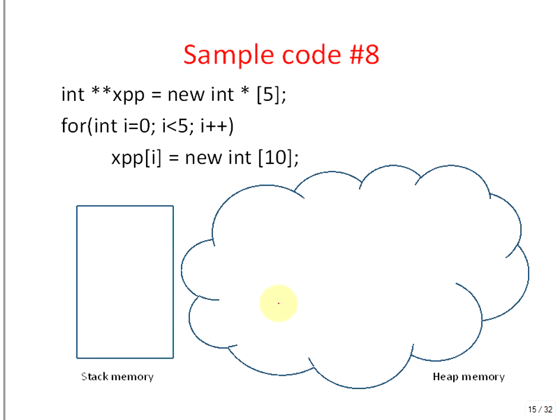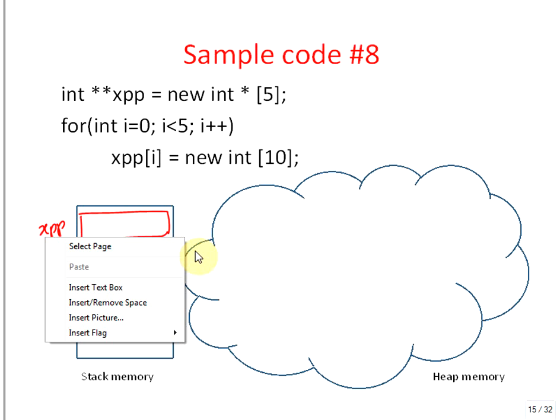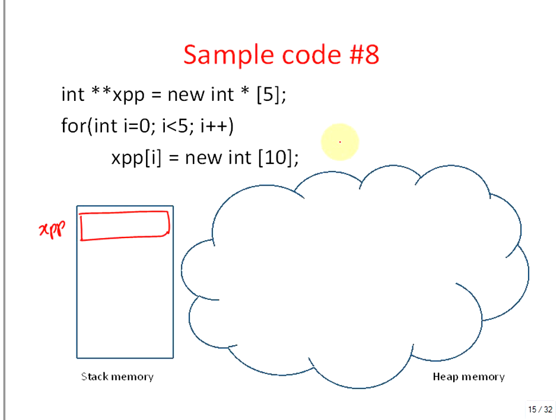So okay, let's look into some more dynamic two-dimensional array. So here you have only one variable in the stack, which is xpp. Okay, so then we are saying we want new 5 integer stars. Okay, so we want to allocate an array of 5 pointers.